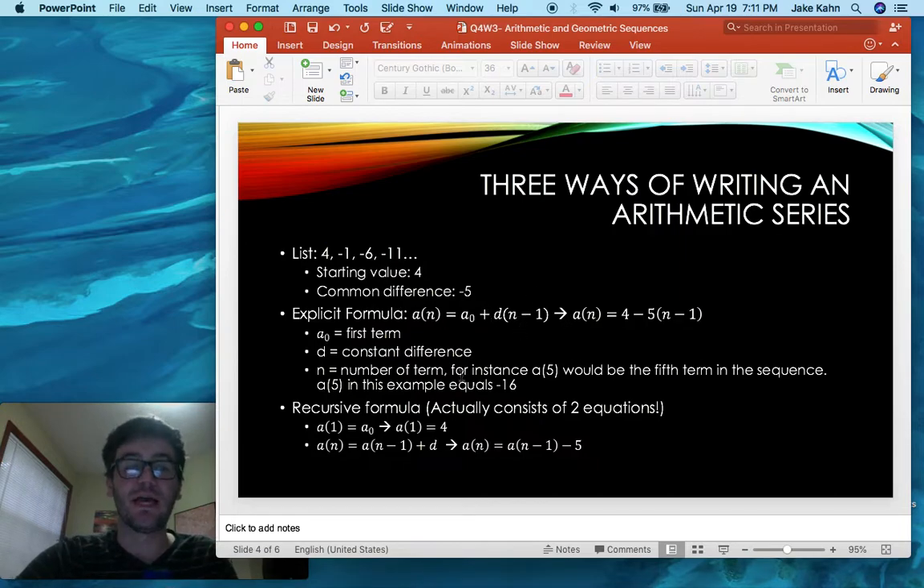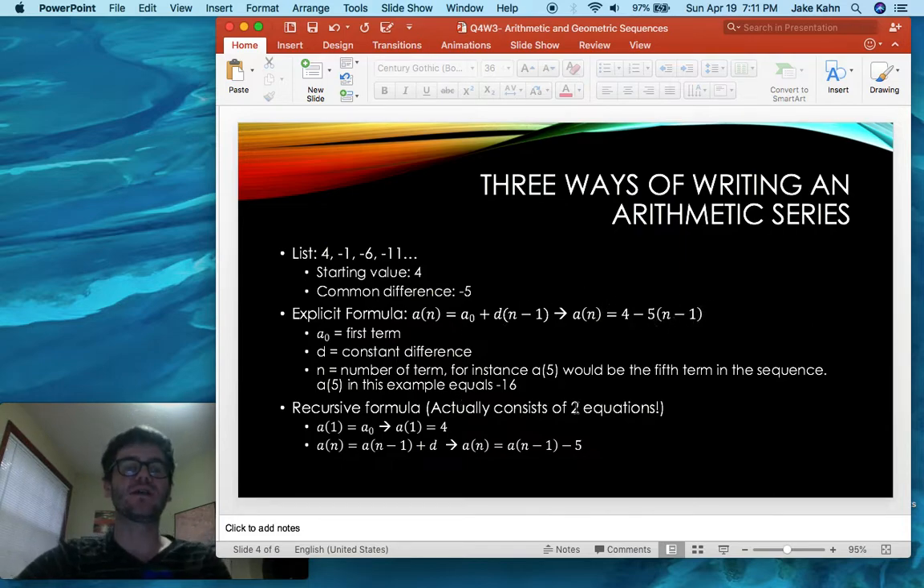Okay, first of all, a sub naught, or a sub 0, that's your first term. So you can see when we actually substitute in our values, our equation reads a sub n, the nth term, is equal to 4. 4 is your first value, so 4 is equal to a sub naught. d is your constant difference. Our constant difference was -5, so we plug it in right here. And then n minus 1 stays the same.